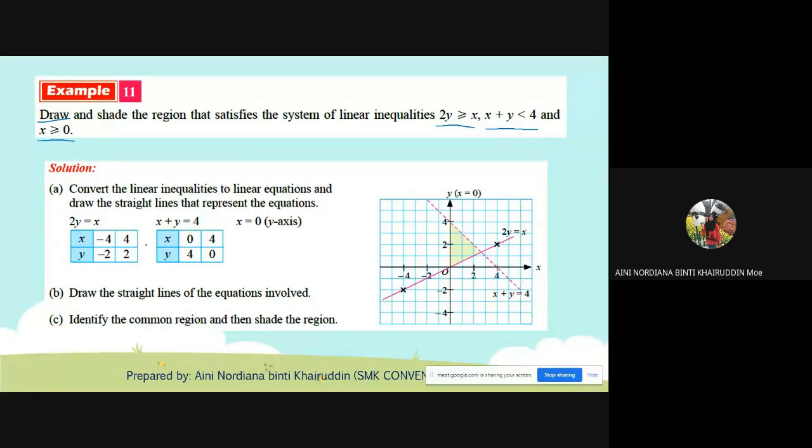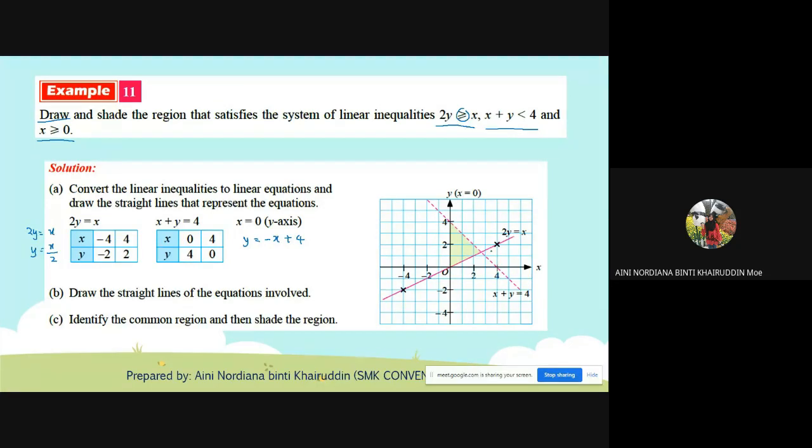If you want it easy, to use the table, you must change it to standard form. So 2y equals to x, change it to standard form y equals x over 2. This one, y equals to negative x plus 4. Then only you use the table, then it is easy to calculate. Okay. So here it is already drawn. This is the straight line for 2y equals to x. Must make it a solid line because it has greater than or equal, there is an equal sign below it. So must draw a solid line. For x plus y less than 4, dash line.